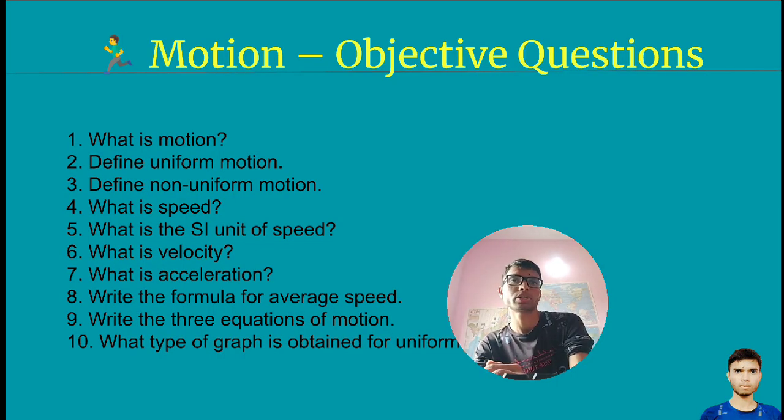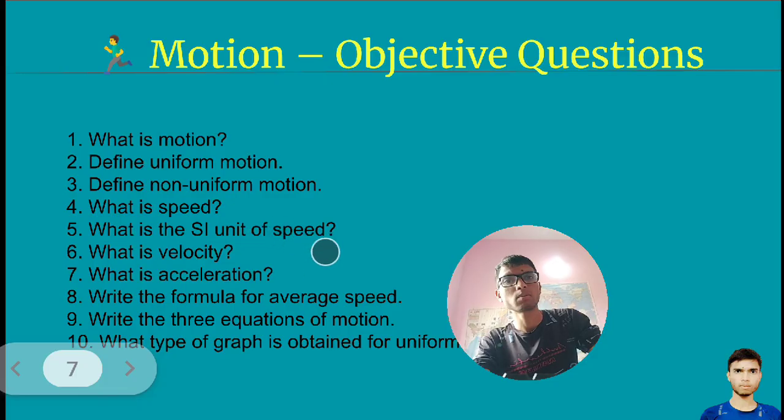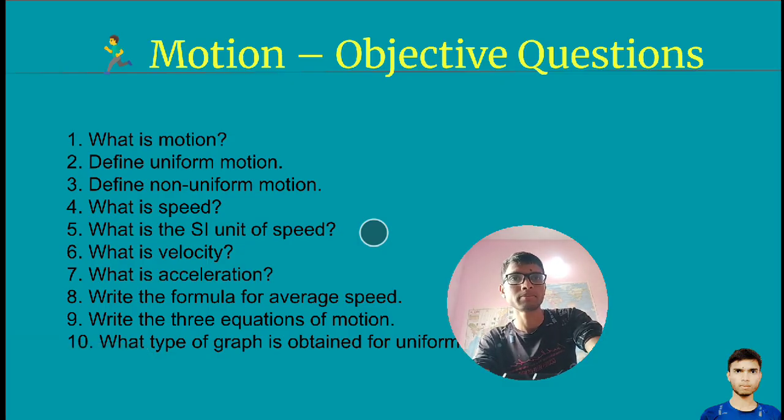Now next is what is acceleration? Acceleration explains that the speed of an object is increasing or the velocity of an object is decreasing. So this motion will be considered as acceleration. Write the formula for average speed. Average speed is total distance upon total time taken.